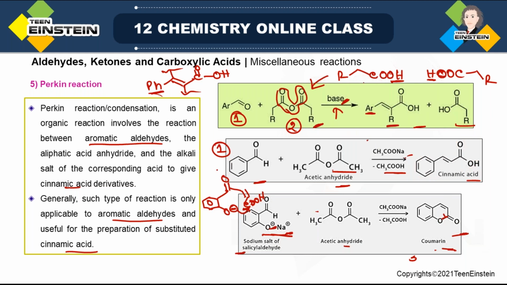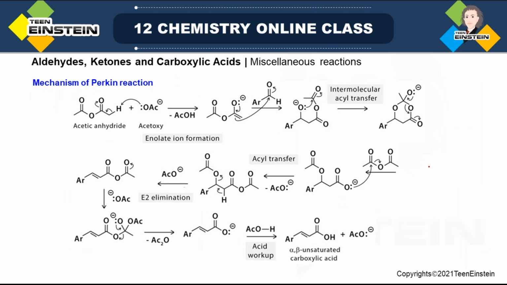Try to understand the difference. In example number 1, there is no OH group at the ortho position. But in the second case, there is an OH group. So that is why this is not the end product. Further reaction is also possible because there is an OH group. So this carbon and this oxygen will be attached, and you are getting a 6-membered new ring formation there.